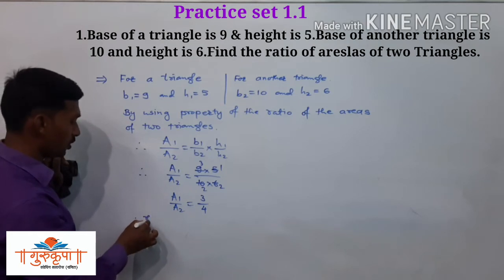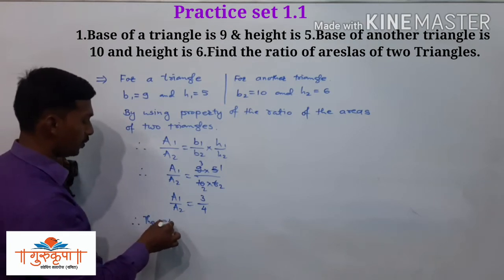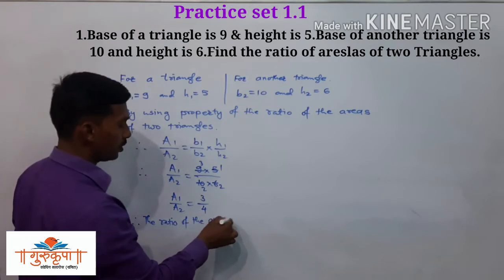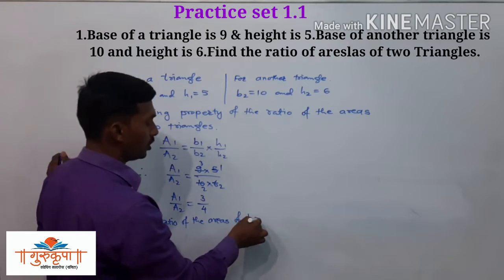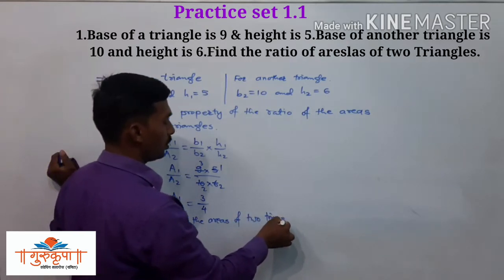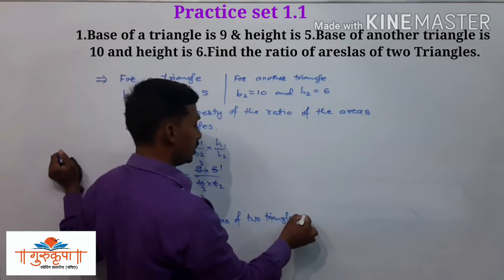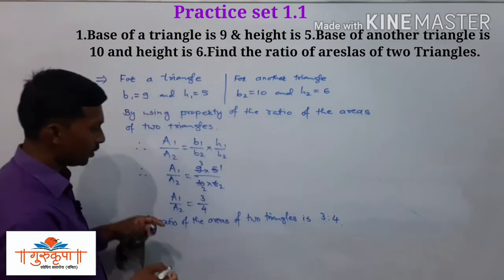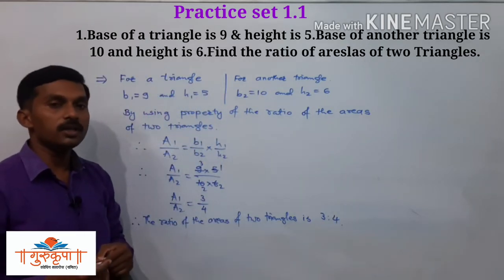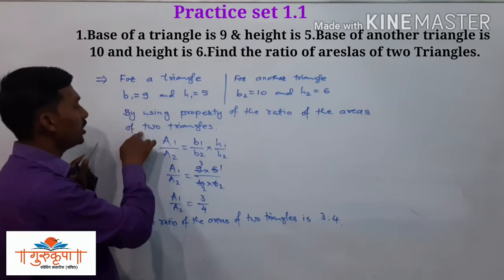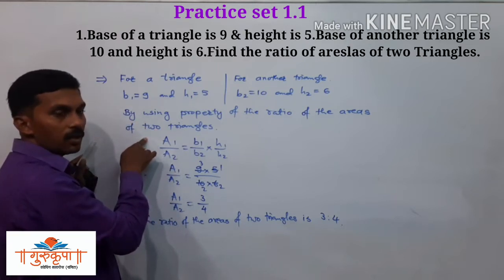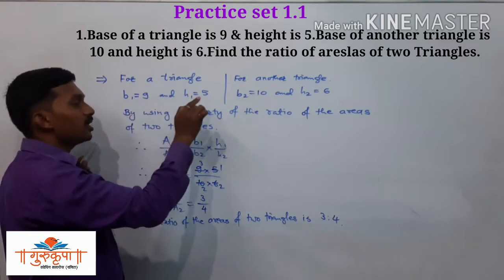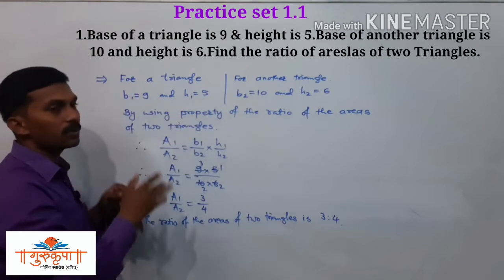Therefore, the ratio of the areas of two triangles is 3:4. This is the ratio of the areas of the given two triangles. It is too easy. Just here you can write the property, or just you can write the name of the property, that is by using the property of the ratio of the areas of two triangles.